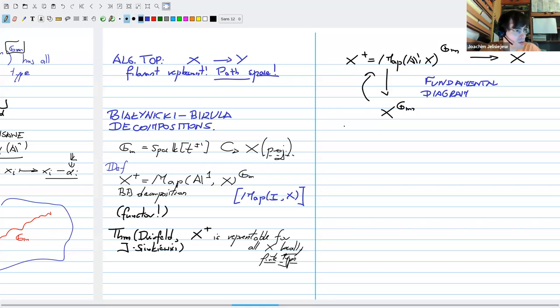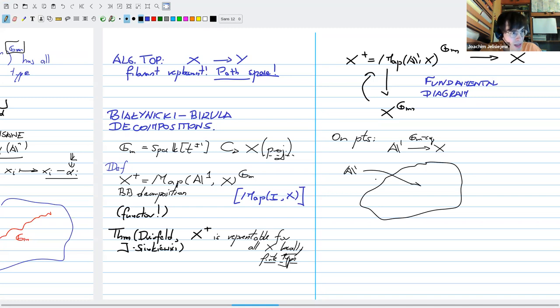So to explain, let me think about points. On points, I have a map from A1 to X, and this is G_m equivariant. So in terms of geometry, I have this map, and it sends the unit element to some specific point x. Then it has to be equivariant, which means that all the other points are sent to the G_m orbit, apart from one single point that is sent to something that lies in the closure of the orbit. So actually, the image of this map is the closure, a partial closure perhaps, of the orbit of x.